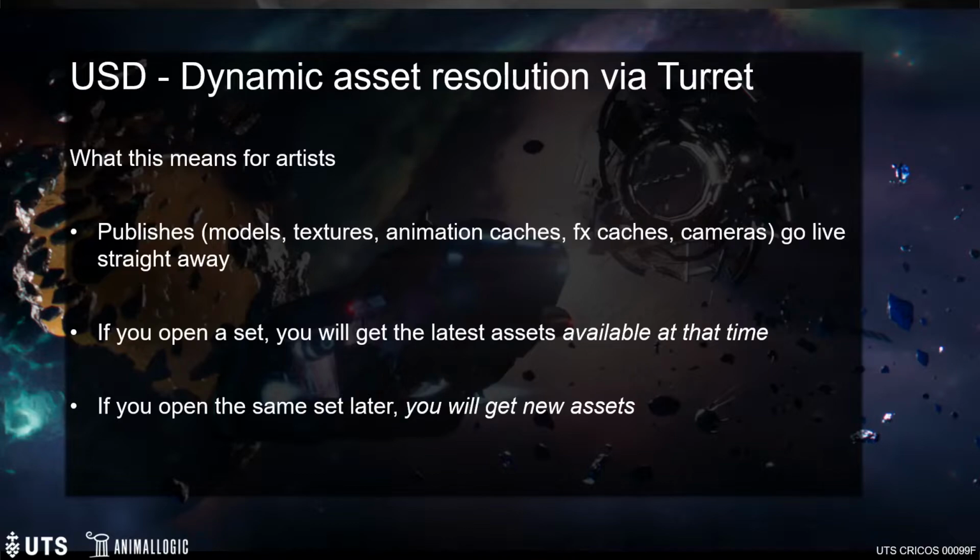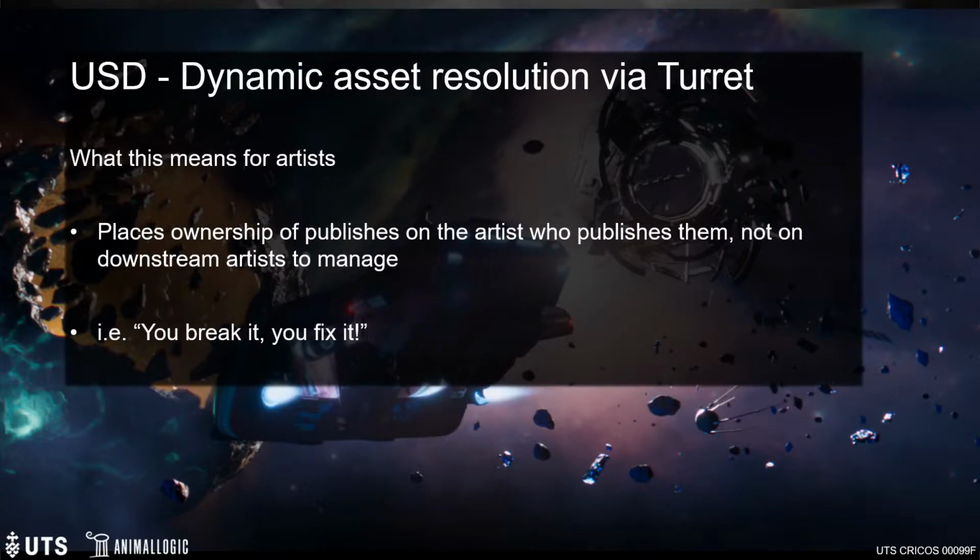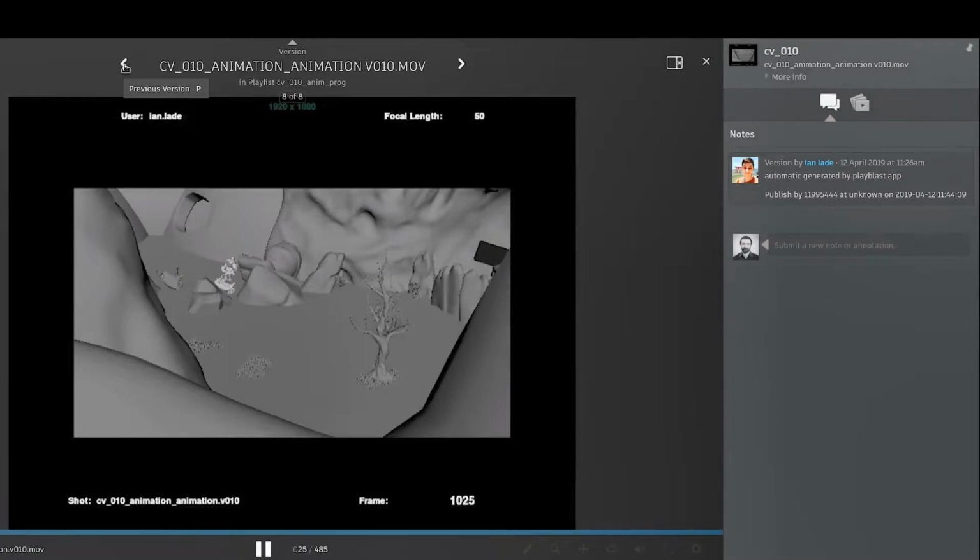What this means for artists is that publishers can go live straight away. If you open a set, you will get the latest assets available at that time. If you open the same set later, you will get new assets. So layout, animation, lighting, and effects don't know or care about what version of a rock is in their work. It's always simply the latest asset at that time. If things are broken by bad publishers, it's very apparent and they get fixed quickly. This approach places ownership of publishes on the person who publishes them, not on the downstream artist to manage it, i.e. you break it, you fix it.